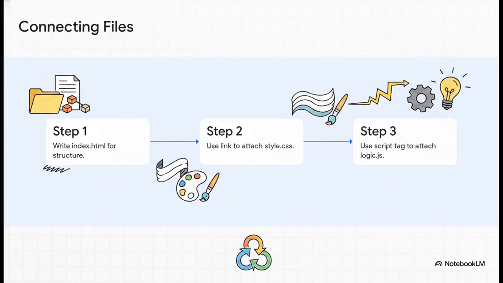Now, you might be wondering, how do we actually wire these three pieces together when we're coding? Well, it's surprisingly straightforward. First up, you create your HTML file, almost always called index.html. To bring in all those pretty designs, you just drop a simple link tag up in the head section of your HTML to attach your style.css file. Then, to inject the actual brainpower, your interactive logic, you use a script tag that points to your logic.js file. Usually you drop that right before the body of your HTML closes out. And bam, just like that, your structure, your style, and your logic are all securely talking to each other.